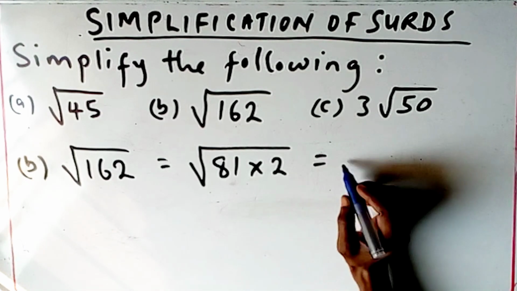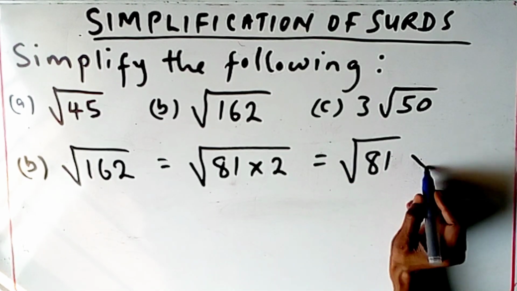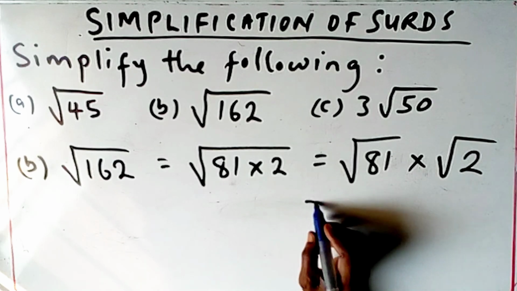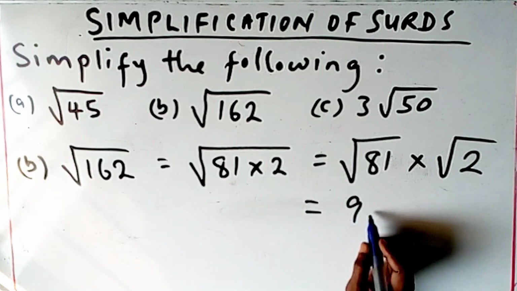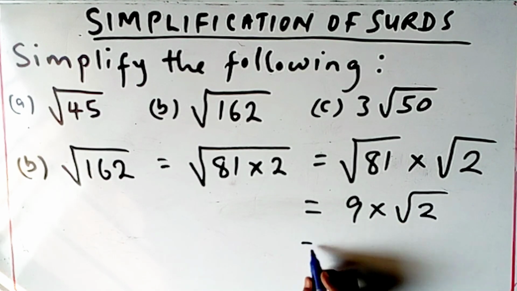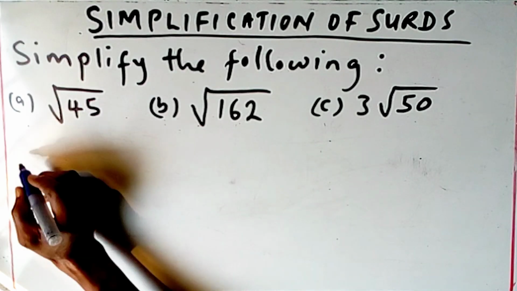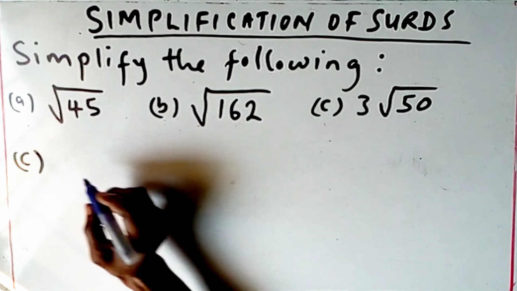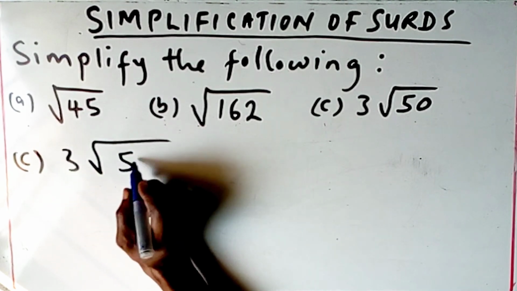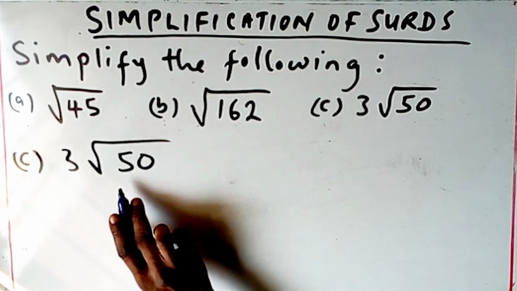So this can also be written this way. Then square root of 81 will give us 9, then root 2. The final answer is 9 root 2. Then let's see the next one. 3 root 50. So we're also going to do the same thing.